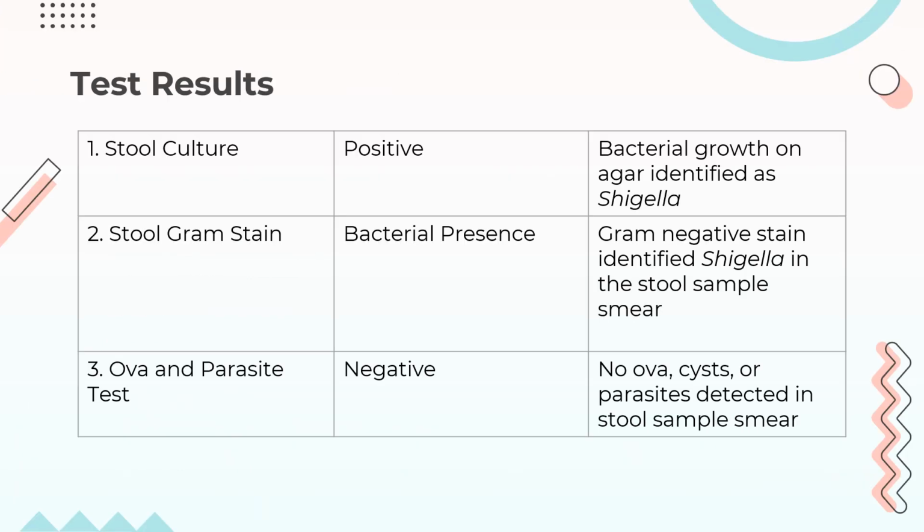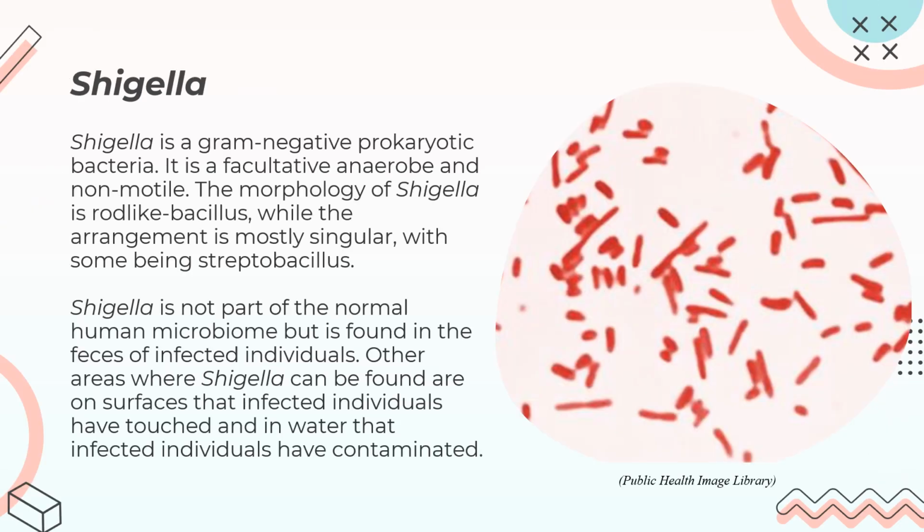So the test results show that the stool culture was positive, meaning that there is bacterial growth on the agar and it has been identified as Shigella. The stool gram stain test also had bacterial presence, and the gram-negative stain identified Shigella in the stool sample smear. And lastly, the ova and parasite test was negative, so there's no parasitic infection in the patient.